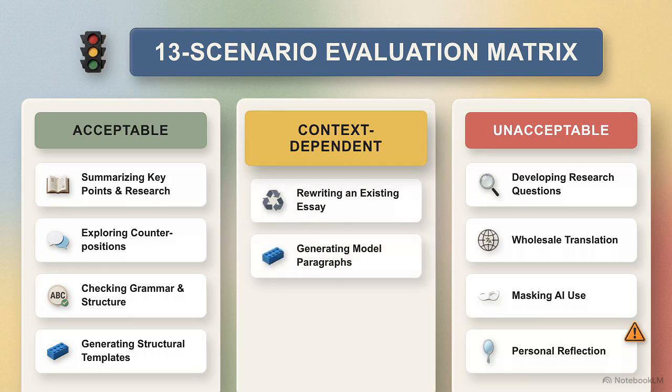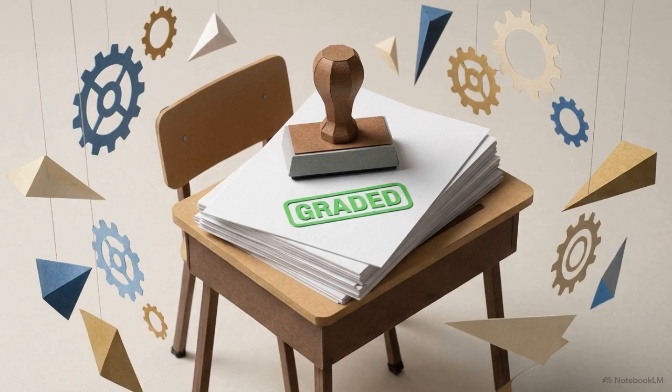Finally, the yellow tier relies on teacher discretion. If a student uses AI to rewrite an essay or generate model paragraphs, you must review the work to judge if the AI replaced their own critical thinking. Pre-categorizing these scenarios eliminates grading paralysis. You now have a defensible, standardized rubric for penalizing misuse.